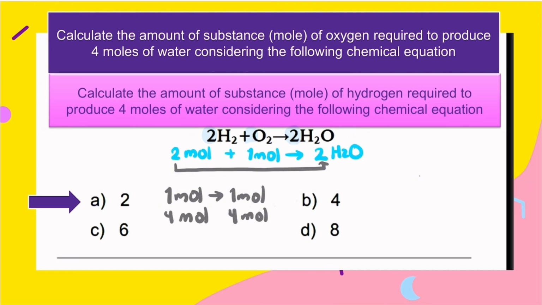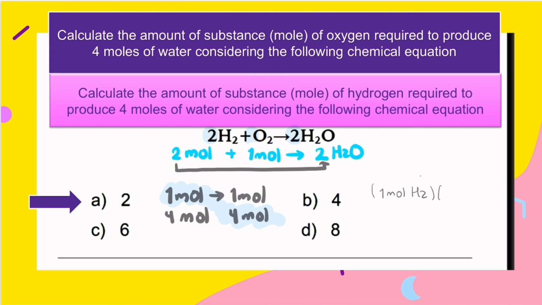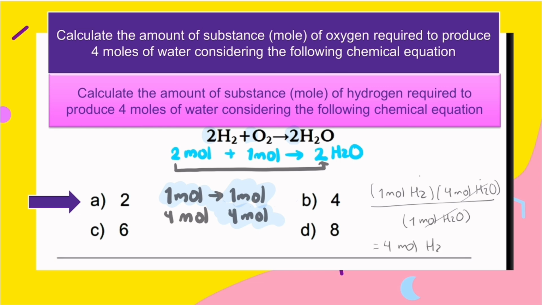Again, with the rule of 3, we would multiply 1 mole of hydrogen by 4 mole of water and divide by 1 mole of water. If you choose to do it with 2 mole of hydrogen that produces 2 mole of water, you are going to get the same result.